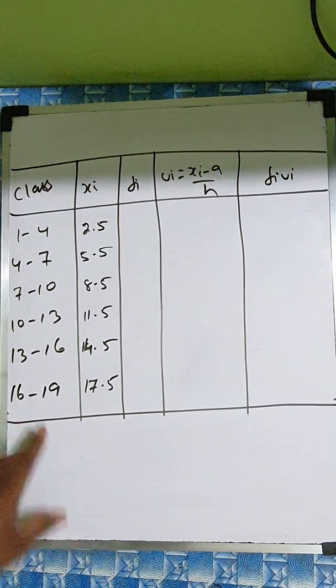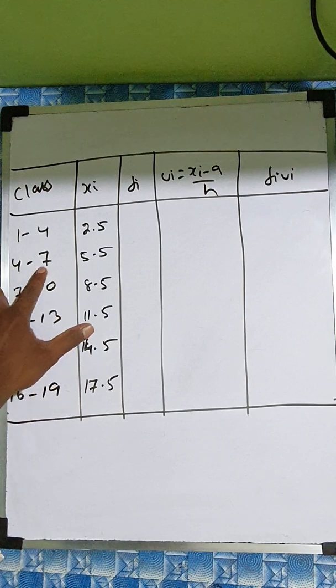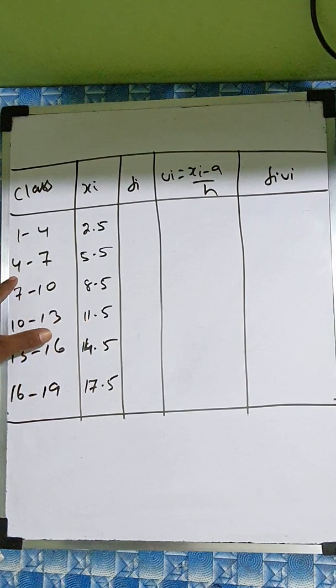Otherwise, one more method is here. You just add them: 4 plus 1 is 5, 5 divided by 2 is 2.5. 7 plus 4 is 11, 11 by 2 is 5.5. You can do it like this also, but the easy one is this one: you first subtract and divide by 2, and that number you add to the first number.